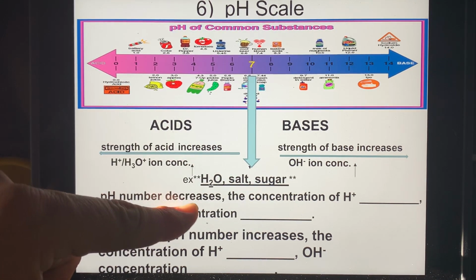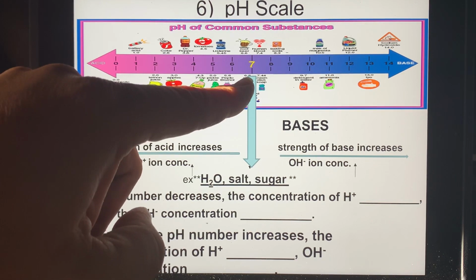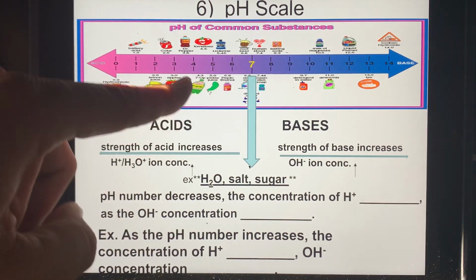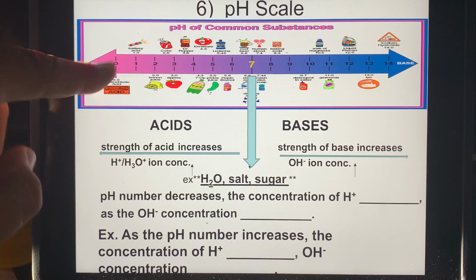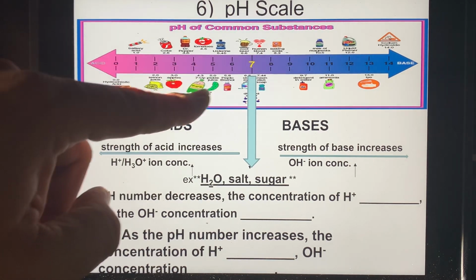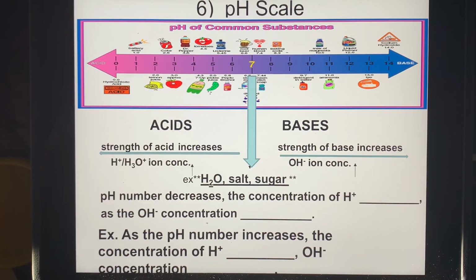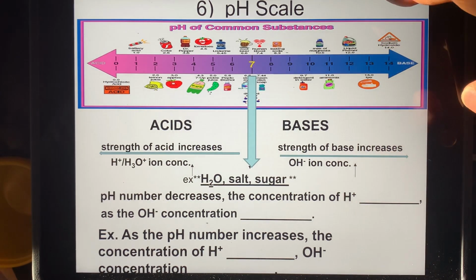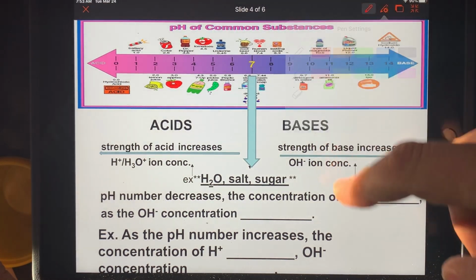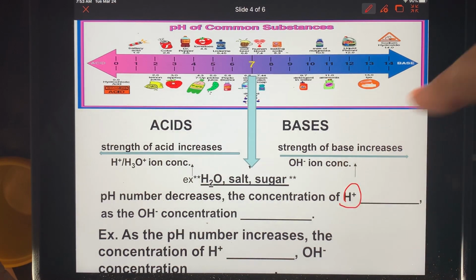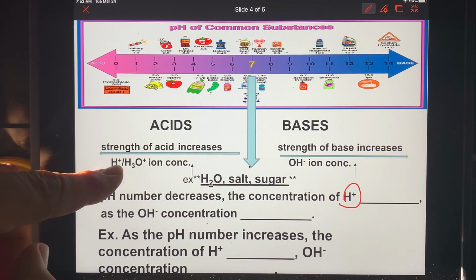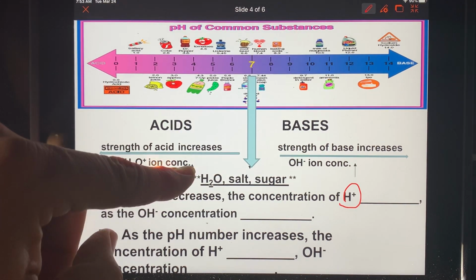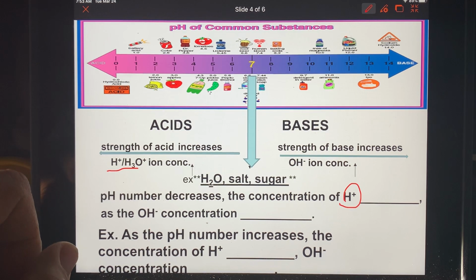Now let's look over here. It says the pH number decreases. Now let's look at the chart, guys. If the pH number goes down, 6, 5, 4, 3, 2, 1, 0, the acid gets stronger. Why does it get stronger? Well, these H plus ions, which are found in all acids, which we learned in day 1, they release H plus or H3O plus, and the ion concentration will increase. Thus, think of it like this.